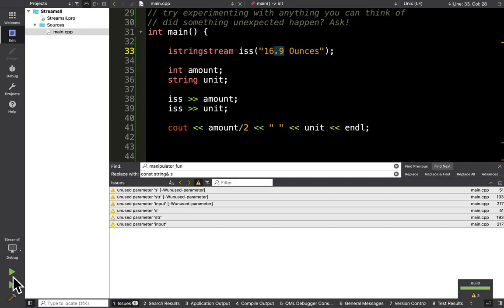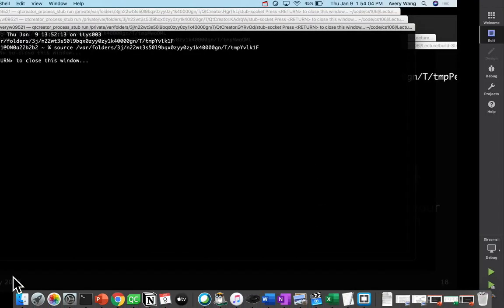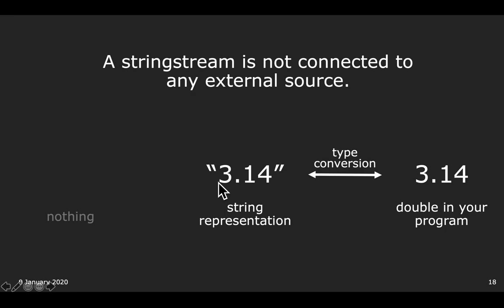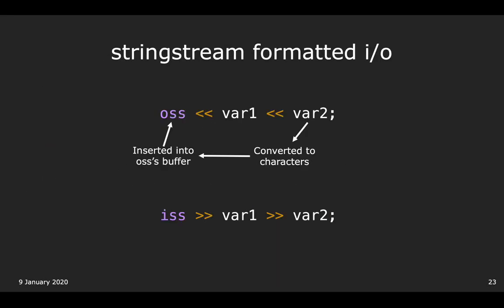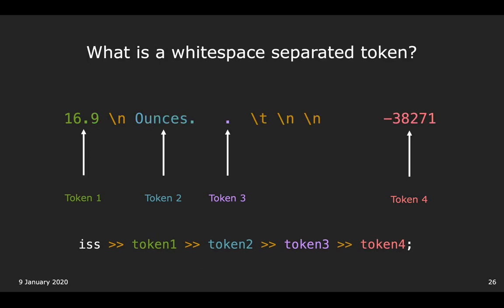Question, yes? The white space is not the only delimiter, right? You can have a dot or a comma. Good question. You're asking when you do the arrow operation, what is the delimiter? If you're extracting stuff into a string, then the delimiter is going to be a space. In fact, not just any space. Here's a slide that shows exactly what a white space separated token is.